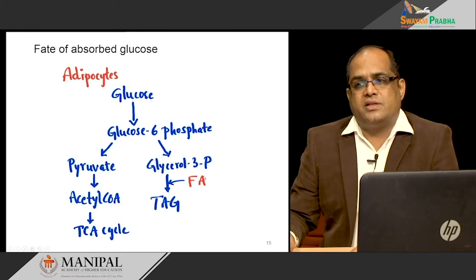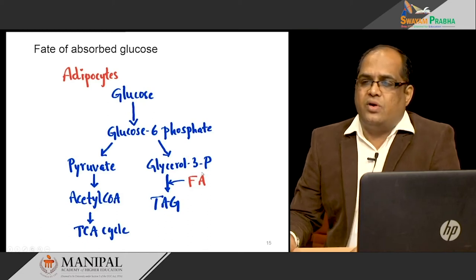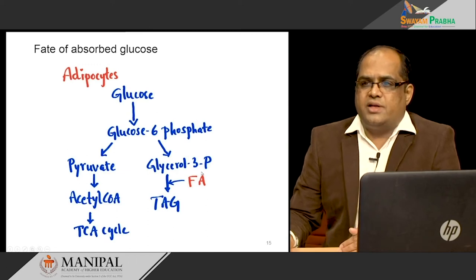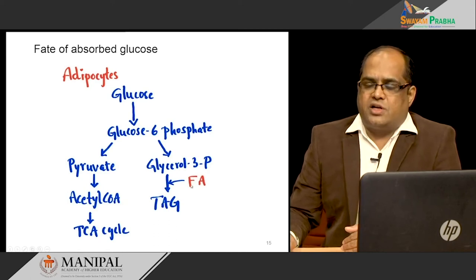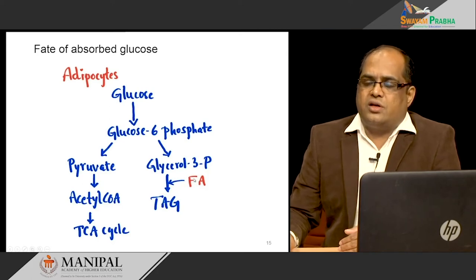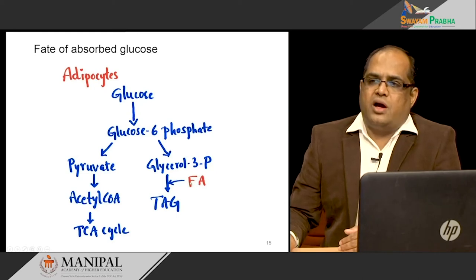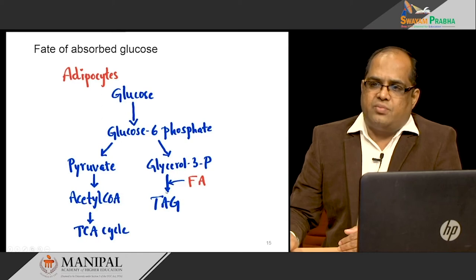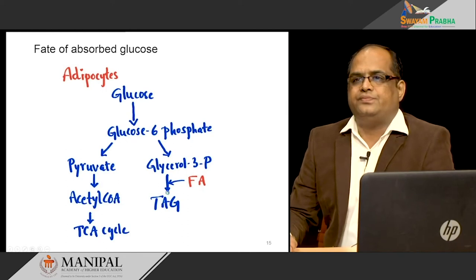These fatty acids are synthesized in the liver from the excess glucose. In the liver, glucose undergoes glycolysis to acetyl-CoA, and then acetyl-CoA is converted into fatty acid, and that is transported from the liver in the form of triacylglycerol. Then in the adipocyte it is broken down, and free fatty acids combine with this glycerol 3-phosphate to form triacylglycerol.